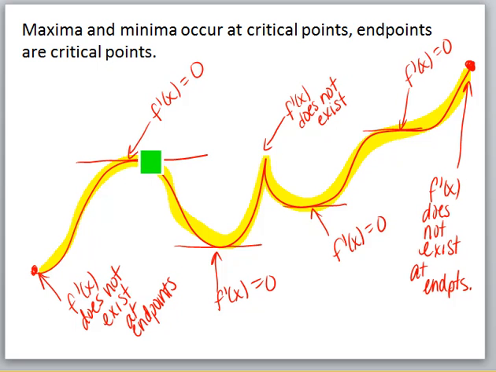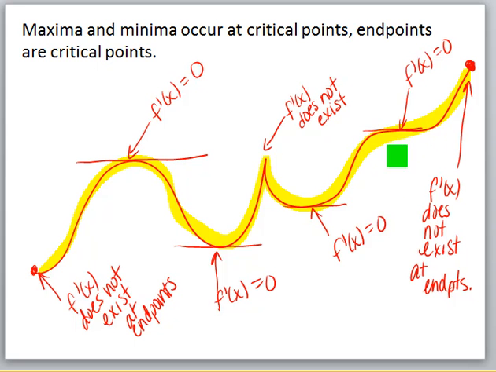Up here, this is a critical number because the derivative is equal to 0. Notice the slope of the tangent line to the curve is 0. Down here, this is a critical number because the slope is 0. The slope of the tangent line, that is 0. Up here, we know that the derivative does not exist because the derivative does not exist at cusps. Right here's another critical number because the slope of the tangent line is 0. Up here, again, we have another slope of the tangent line being 0.